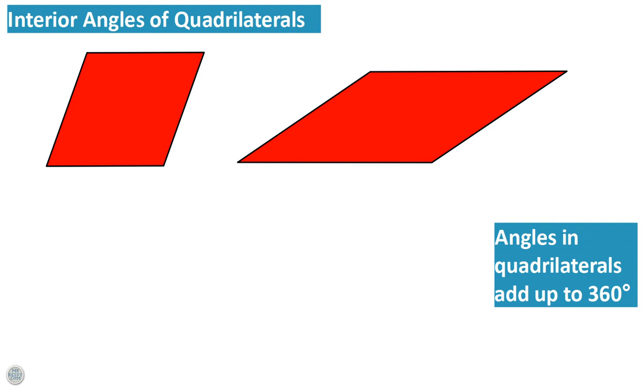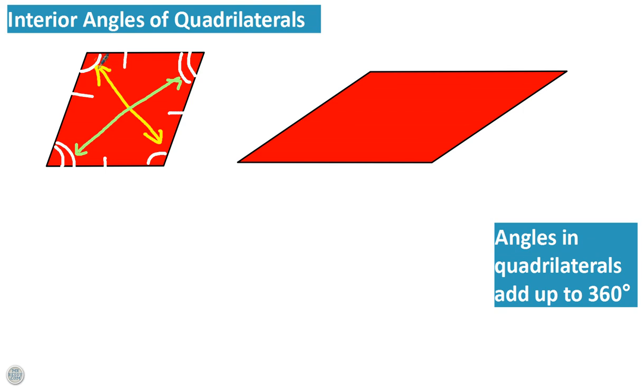Here are a couple of special quadrilaterals with a couple of properties that you should know to help you work out missing angles. This is a rhombus, and this is a parallelogram. The bit that you need to know is that diagonally opposite angles, so that's angles that are opposite each other in opposite diagonal corners, so these two and these two, they're pairs of equal angles.